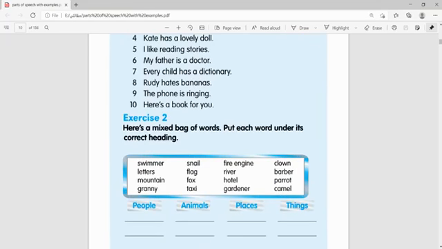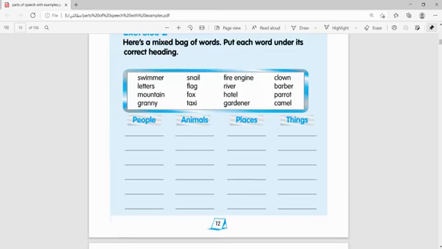And here are some mixed. Here's a mixed bag of words. Put each word under its correct heading. You need to put each word like people. Among these, who are the people? The names: barber, clown. Okay. All these are people. Likewise, animal: fox, snail, camel. Places. What are the places here?